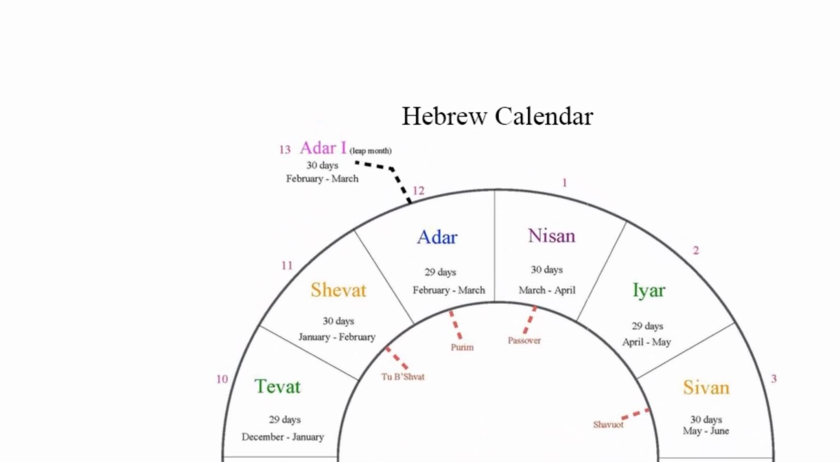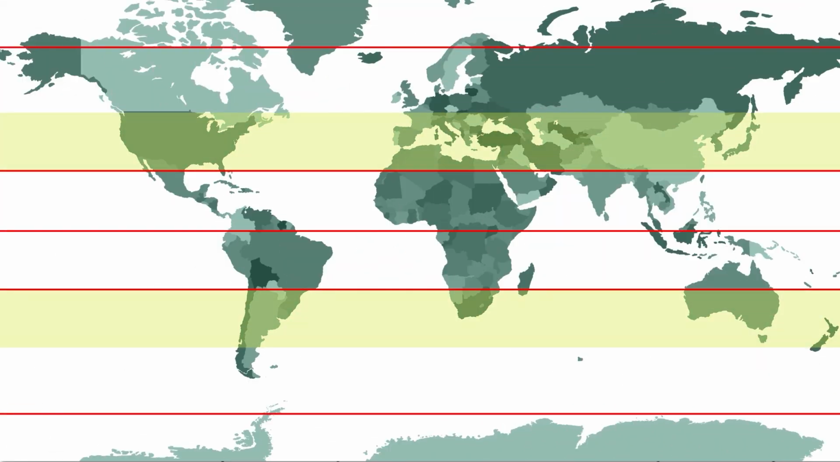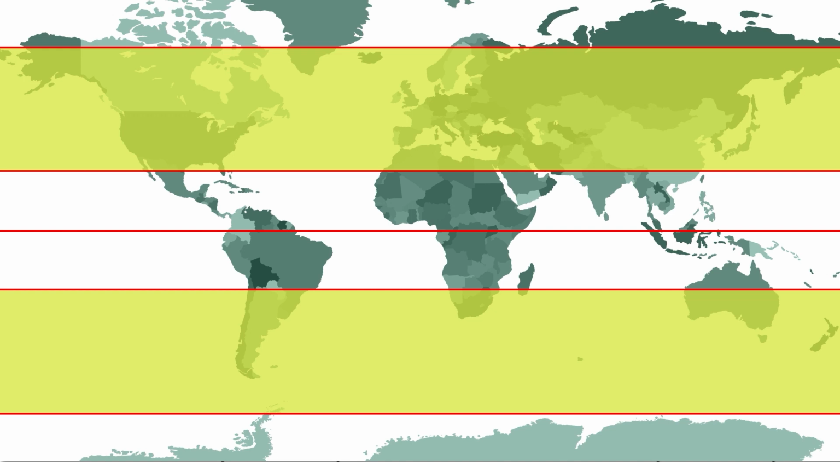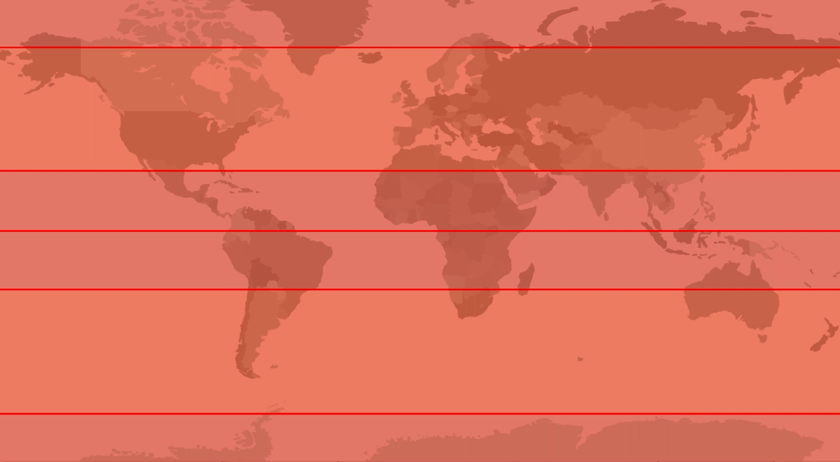Now, to help you choose, consider that solar calendars can work well in regions that experience pronounced seasons. Lunar calendars work well in regions that experience no seasons, like around the equator. And lunisolar calendars, because they track everything, can work well in any region. These aren't hard rules, just general guidelines.